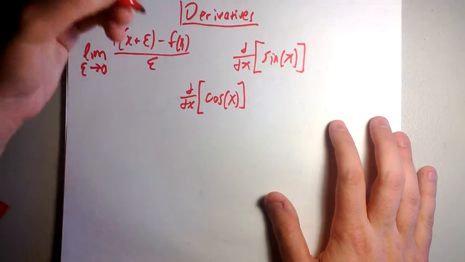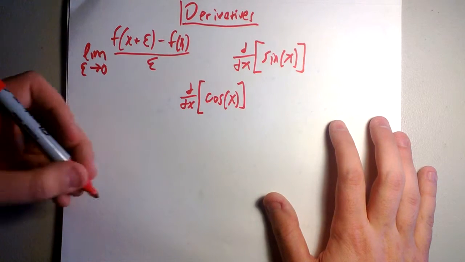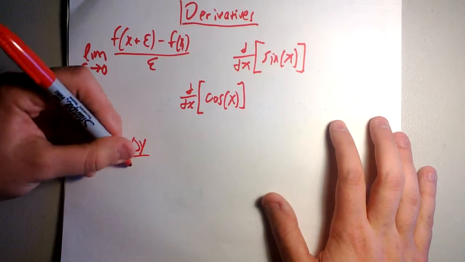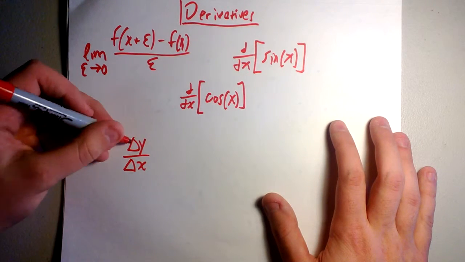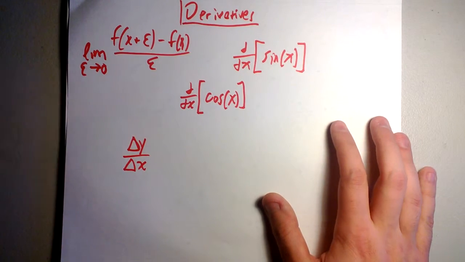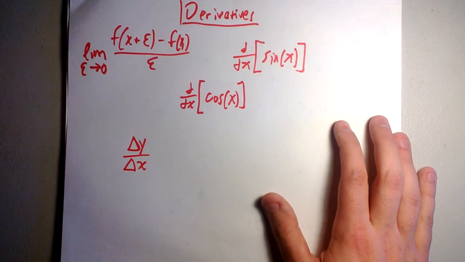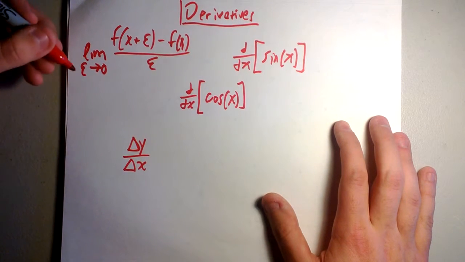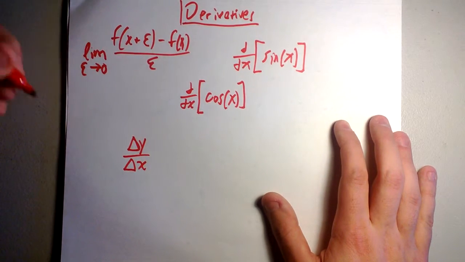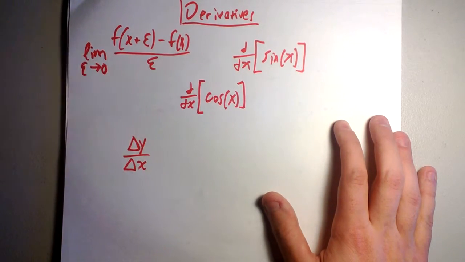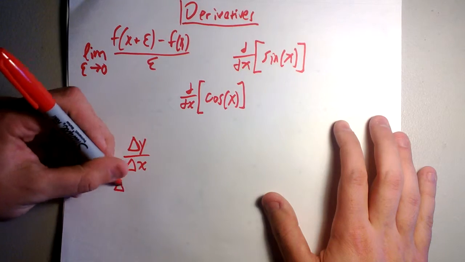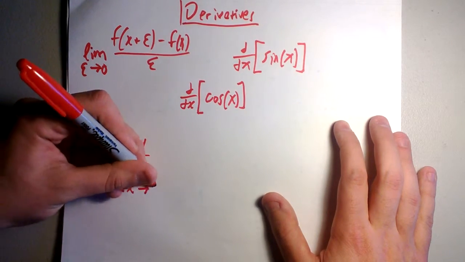Either way, so derivatives. Why do we write it like this? We said change in y over change in x. We want that to be the slope, but that's kind of a general slope, not the derivative slope. So how do we turn it into the derivative? We want this change in x to go to 0, right? We want change in x to go to 0.